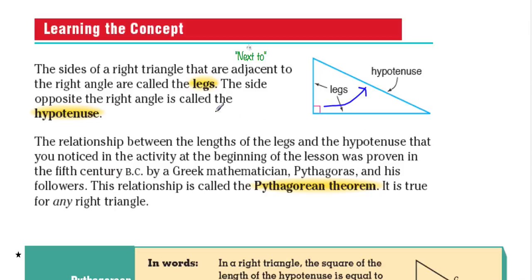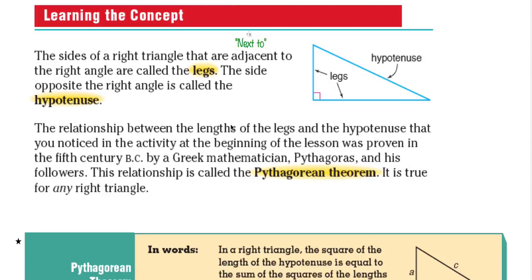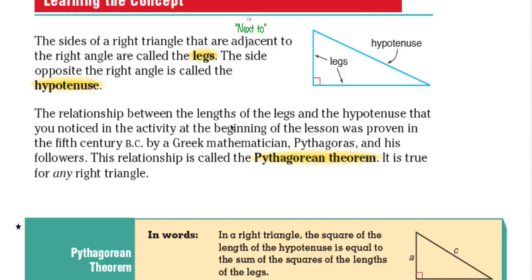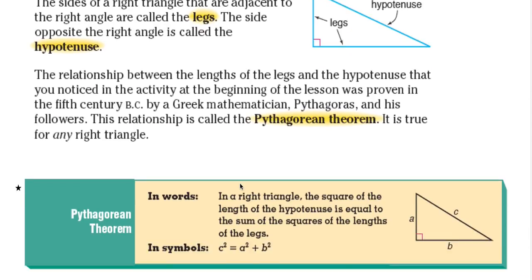The relationship between the lengths of the legs and the hypotenuse that you noticed in the activity at the beginning of the lesson was proven in the 5th century by a Greek mathematician, Pythagoras, and his followers. This relationship is called the Pythagorean Theorem.